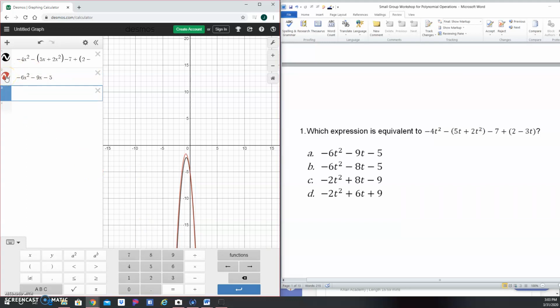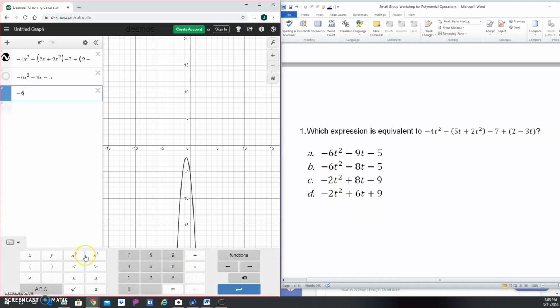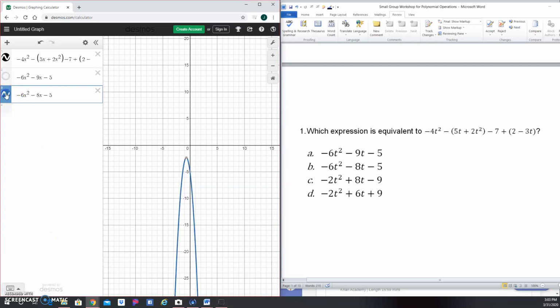The way to turn it off, again, is to click on that circle. So now we're just on the originals. Then I'm going to plug in letter B: negative 6x squared minus 8x minus 5. And that is it. We found the answer. The one that went on top of the original is the answer. Again, to check it, turn it on and off, and you can see that the graph is on top of the other one.